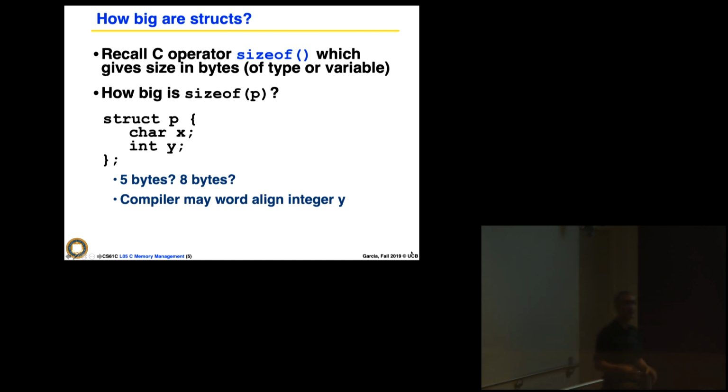You haven't done this word yet. It means, does it round to the closest word size, which is usually 4 bytes? So if it word aligns it, it's going to say, well, this is only 1 byte, but I need to use kind of 4 bytes for that space. So is it 8 or 5? It depends, actually. And it may word align that to make it 8.